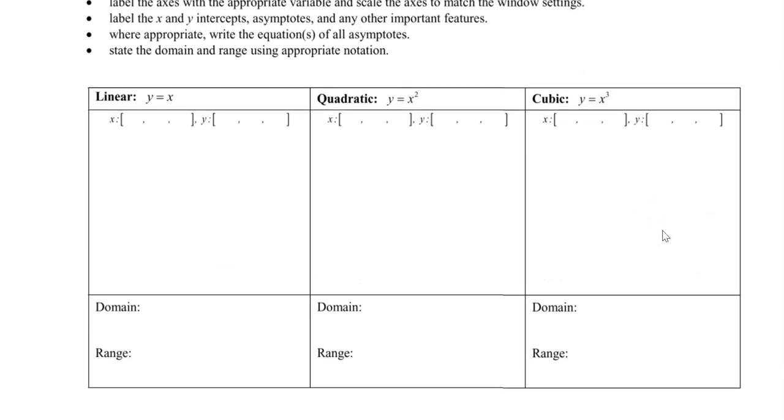So I want to graph y equals x. So get out your graphing calculator.